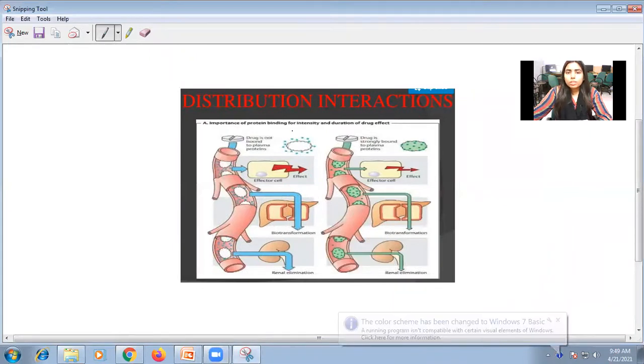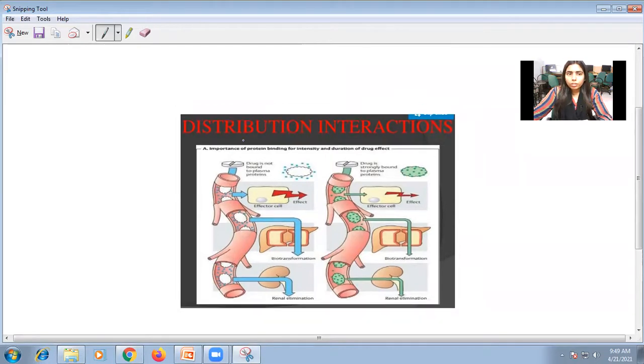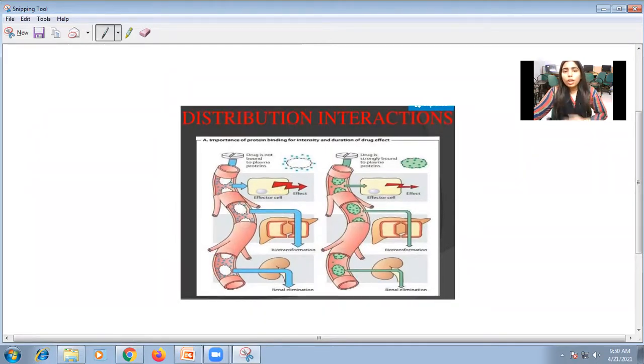So in this, you can see the distribution interaction of a drug. You can easily see the importance of the protein binding for the intensity and the duration of drug effect. You can see this drug, which is not bound to the plasma protein, is directly available to the cell and gives its effect. And then the remaining drug is biotransformed, and then the renal elimination of the drug takes place.